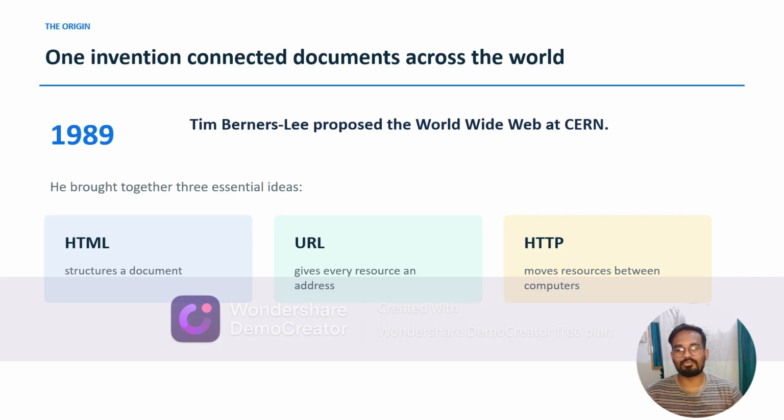Even though today's web is dramatically more complex, some of those fundamental ideas from 1989 are still the same. They are the heart of what we are doing right now. So how has the web evolved?